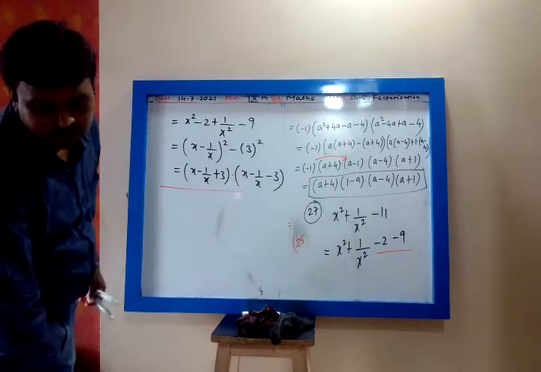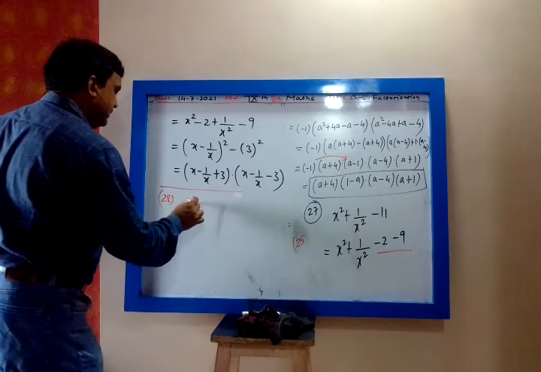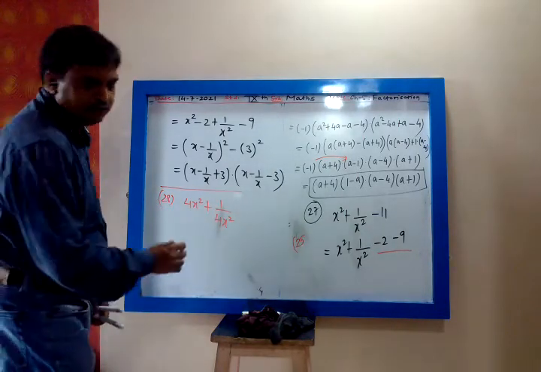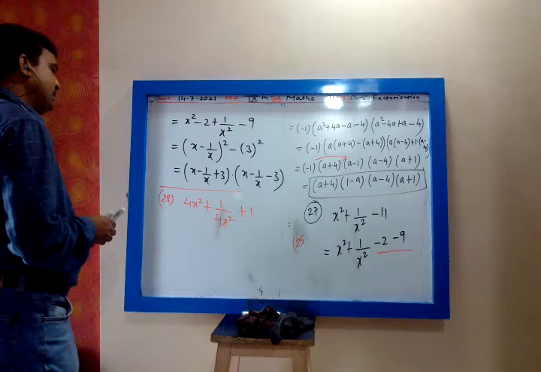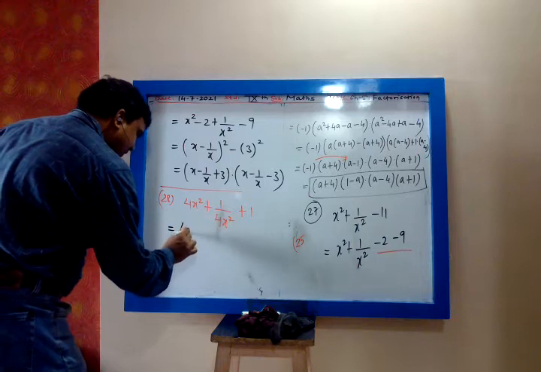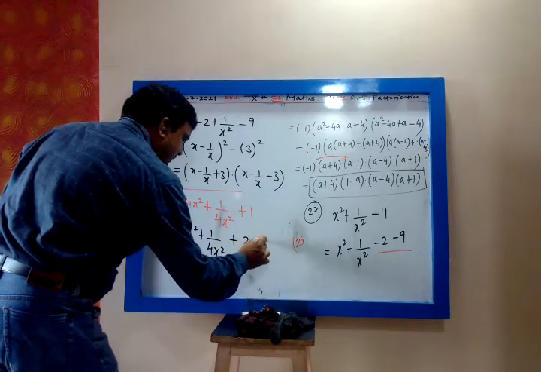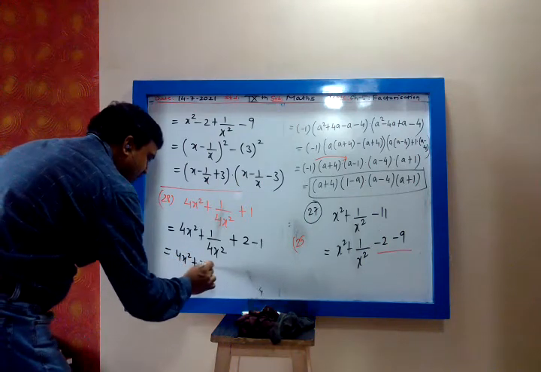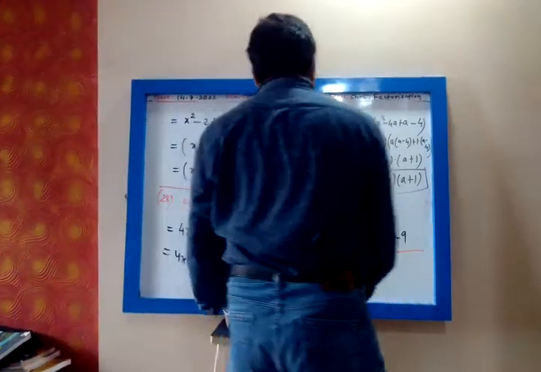Then 28. 4x square plus 1 upon 4x square plus 1. This I can write as 4x square plus 1 upon 4x square, then 1 I will write as 2 minus 1. Then this 2 I will take, 4x square plus 2 plus 1 upon 4x square minus 1. 4x square plus 2 plus 1 upon 4x square I can write.